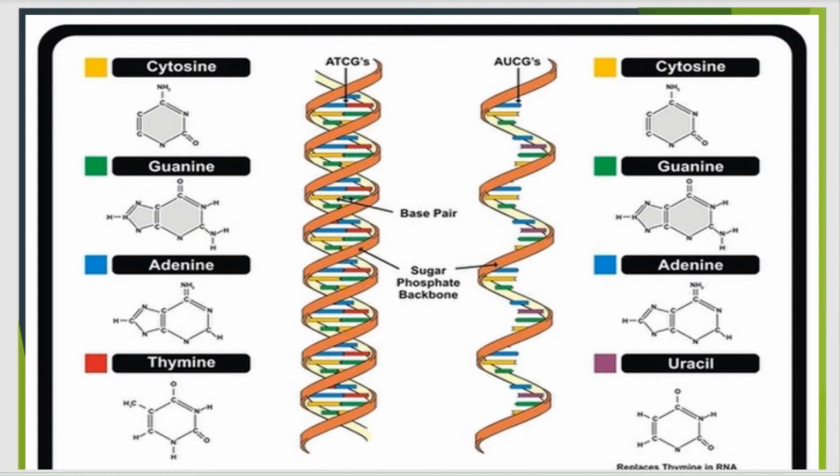RNA contains the sugar ribose, phosphates, and nitrogenous bases: adenine, guanine, cytosine, and uracil. DNA and RNA share the nitrogenous bases adenine, guanine, and cytosine. However, thymine is usually present in DNA, and uracil is usually present in RNA.